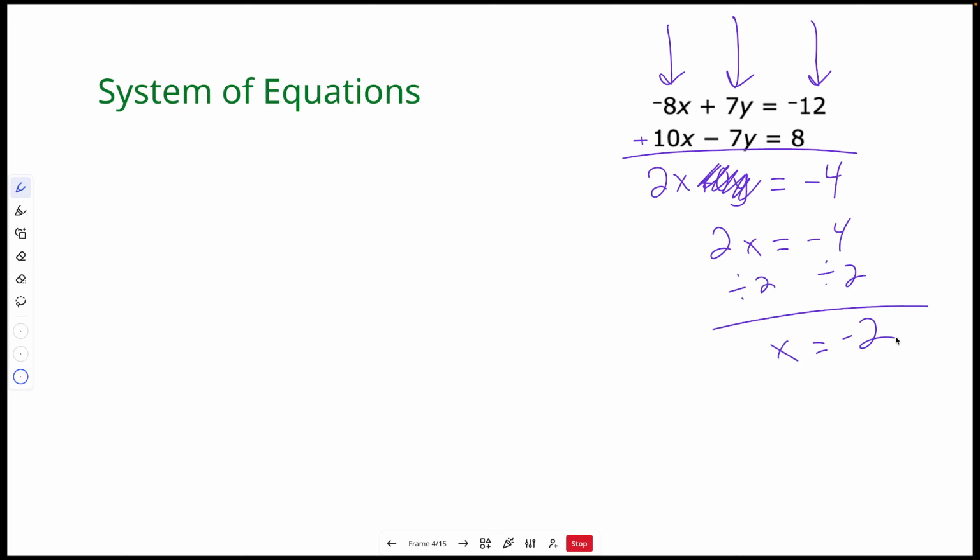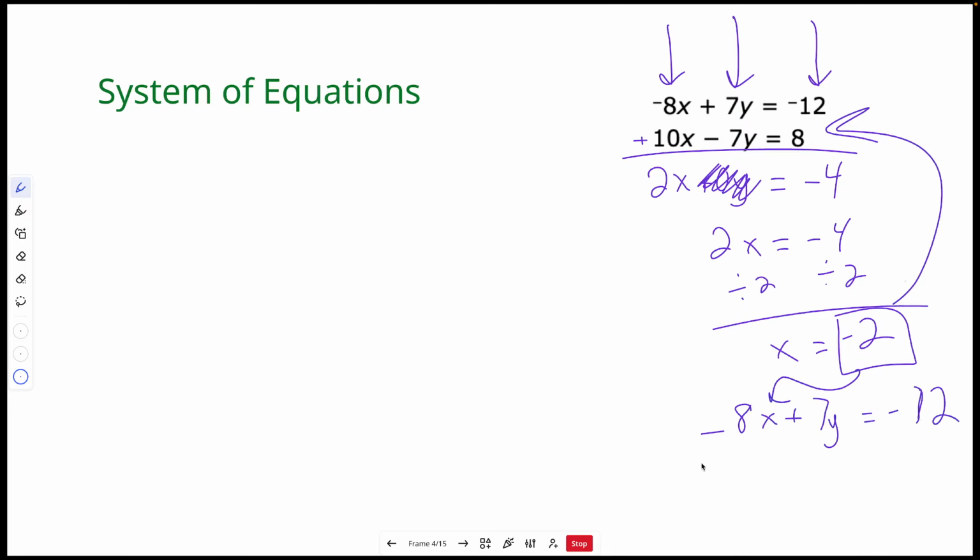Now, once you have that x equals negative 2, you need to take this number and substitute it back into either of your original problems. It doesn't matter which one you choose. I'm going to choose the top one, right? So the top one was negative 8x plus 7y equals negative 12. Let's replace the x with negative 2. So now we have negative 8 times negative 2 plus 7y equals negative 12. And now we need to solve. Negative 8 times negative 2 is 16.